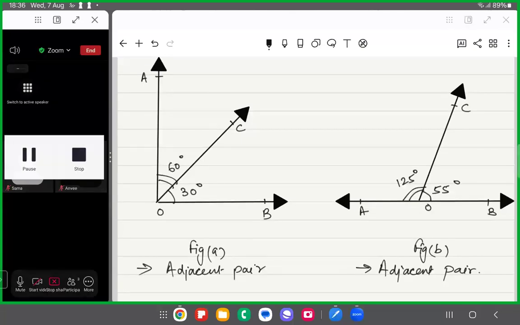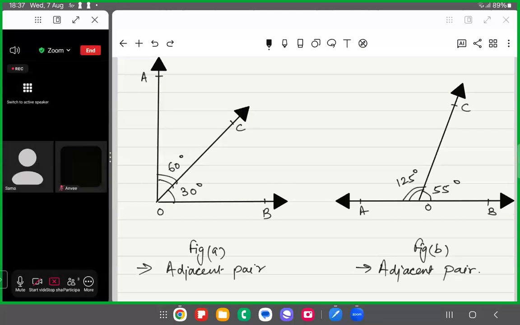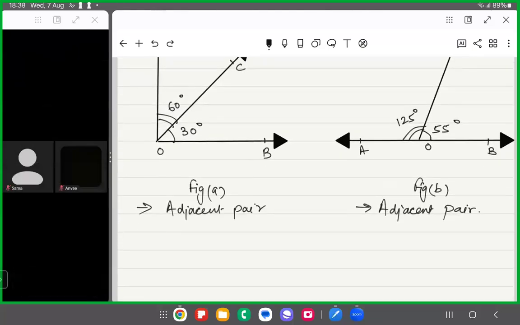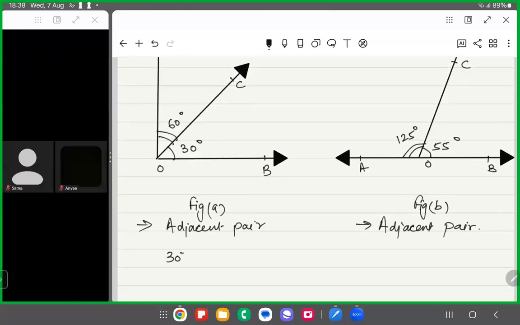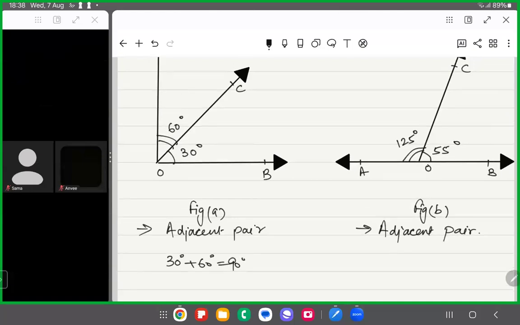Tell me. So if you can see here, for figure A, what is the sum of the angles? 30 degrees plus 60 degrees, 90 degrees, right? Here, what is the sum of the adjacent pair of angles? 55 degrees and 125 degrees, and this is 180 degrees, right? Both are adjacent, but figure B shows a linear pair of angles. So here, this adjacent pair is also called a linear pair. Why? Because their sum is 180 degrees, right?